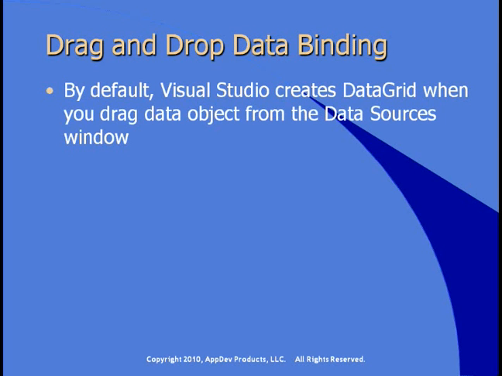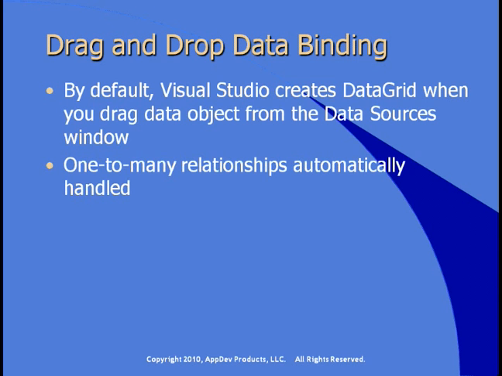If you drag an object from the Data Sources window onto a window in WPF, Visual Studio creates a data grid for you. And the nice thing about drag and drop data binding is that Visual Studio writes some XAML for you, and it creates a collection view source for you.